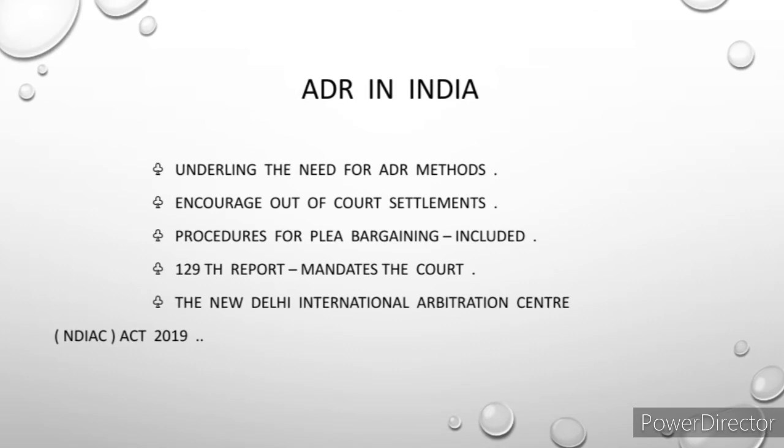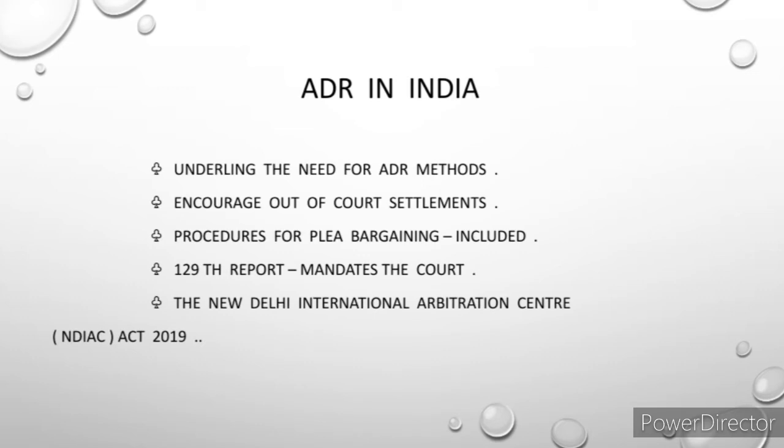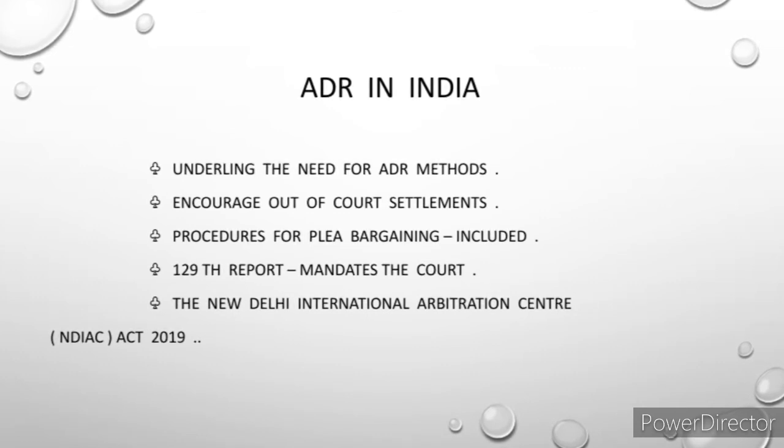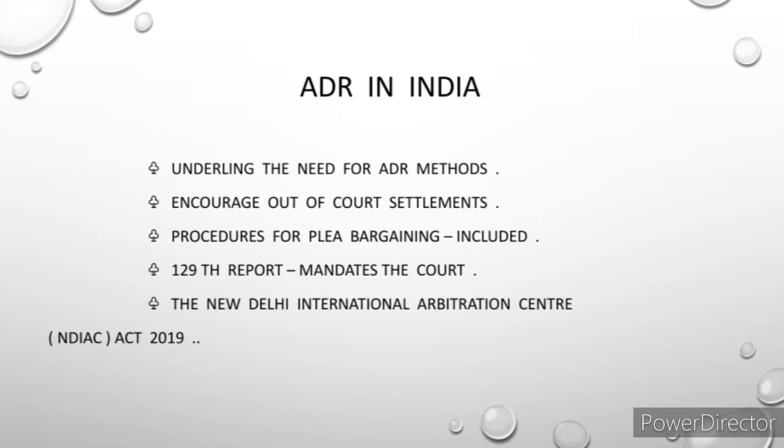It was passed to encourage out of court settlements, and also the Arbitration and Conciliation Act was enacted in 1996 for that. And the procedure for plea bargaining was included in the Code of Criminal Procedure in 2005, and this is a pre-trial negotiation between the accused and the prosecution, during which the accused agrees to plead guilty in exchange for certain concessions by the prosecution.